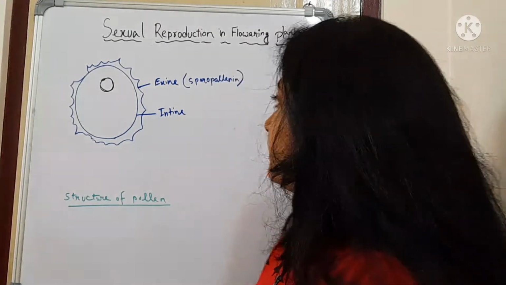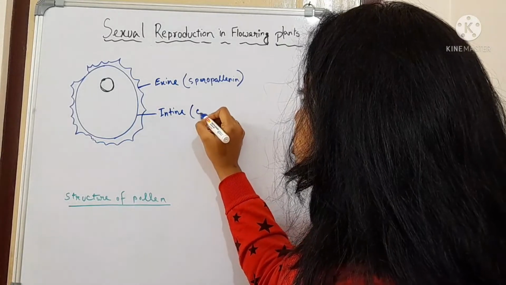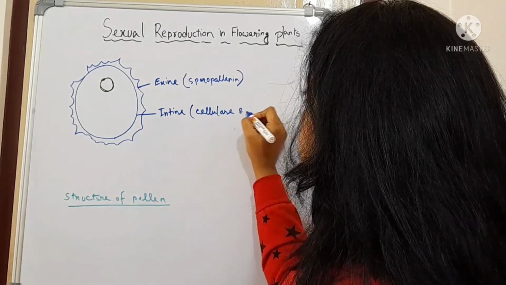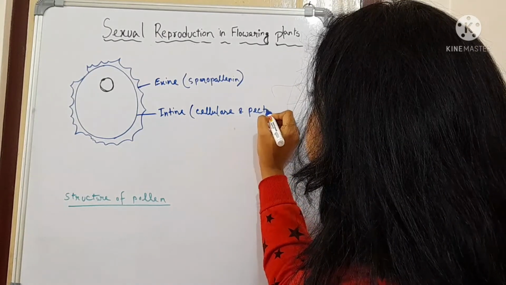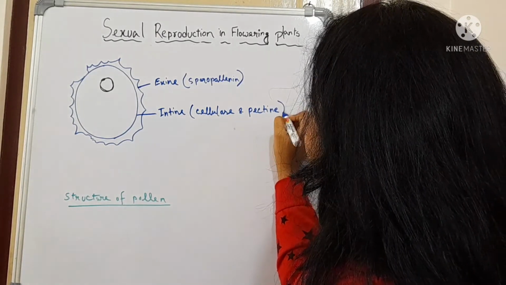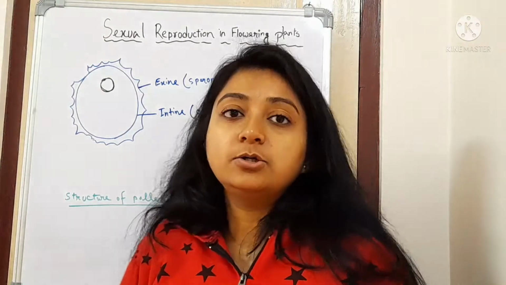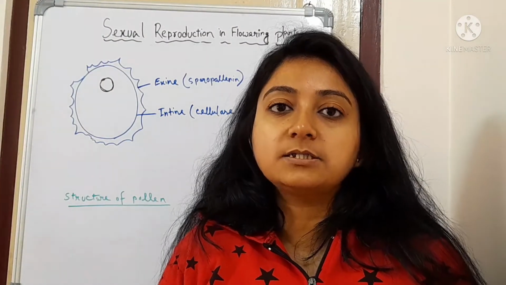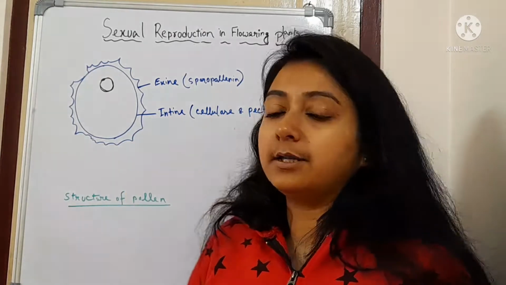Now let us move ahead into the inner structure, that is the inner membrane, which is considered the intine. Now this intine is made up of cellulose and pectin. These two chemical substances are found in the intine.